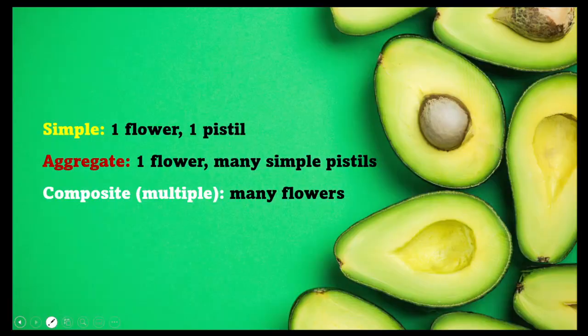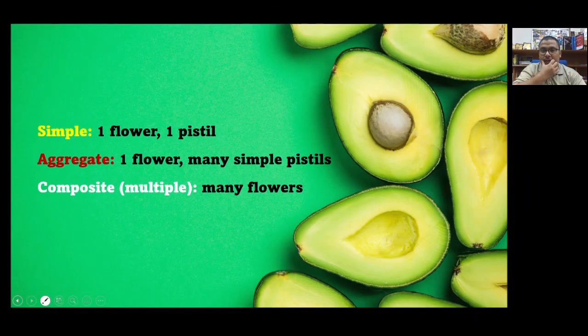So three main categories of fruits are recognized: simple, aggregate, and composite. Sometimes we call it multiple fruits. Simple fruits develop from a single ovary of the flower. Aggregate fruits develop from several free carpels within the flower. And the composite or multiple fruits involve several flowers or the whole inflorescence.